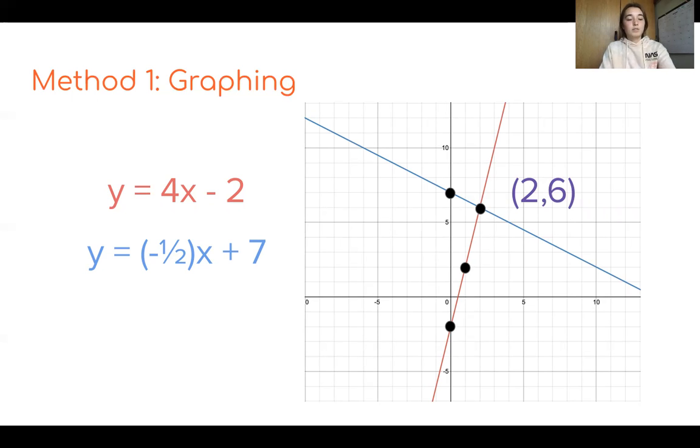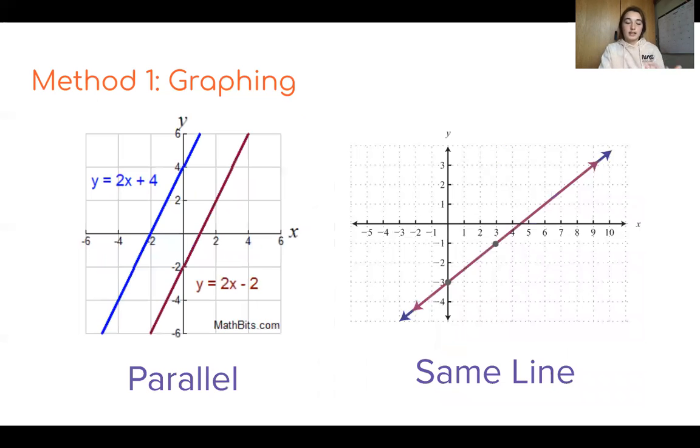So the other thing is, though, that sometimes we get weird answers like this. If our lines don't touch anywhere, are parallel, meaning they have the same slopes, then there is no solution. And if the lines are actually intersecting at all the points, then we know it's the same line. Even if the equations look different, it can be the same line.